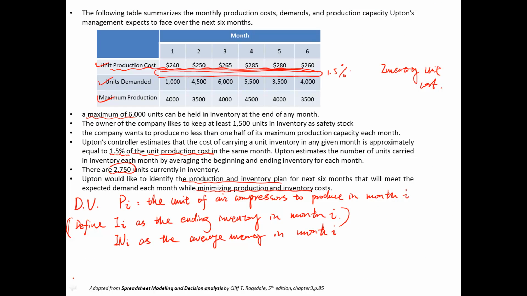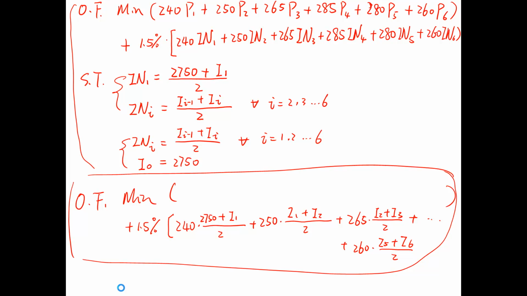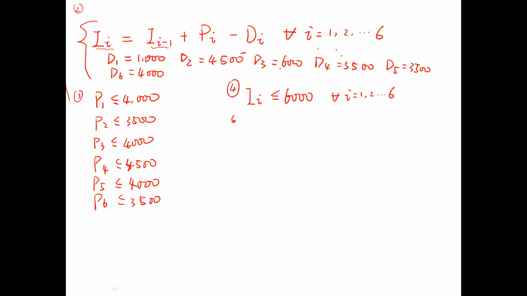Okay, check. Or to keep at least 1,500 units of inventory as safety stock. So besides this less than or equal to, we also need a greater than or equal to. The fifth one: this I also needs to be greater than or equal to 1500, for all I.